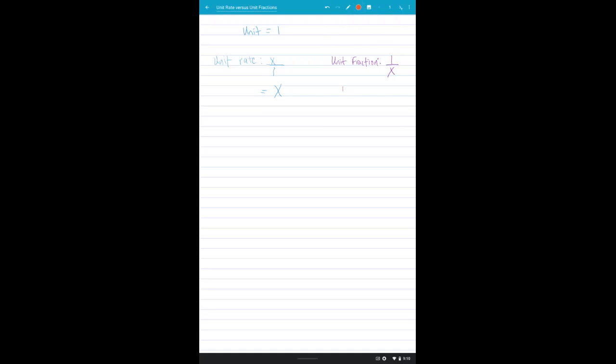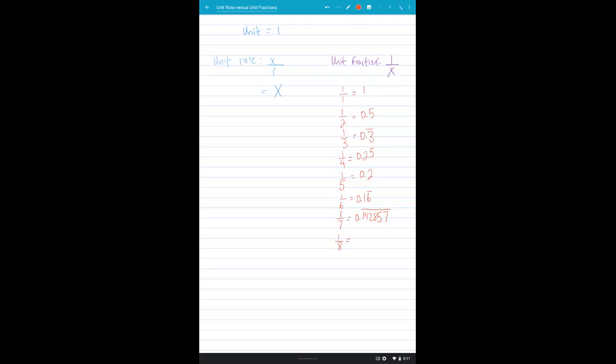Let's say if 1 was on the bottom, 1 over 1, that's 1. 1 over 2, that's 0.5. 1 over 3, that's 0.3 with the 3 repeating. 1 over 4, that's 0.25. 1 over 5, that's 0.2. 1 over 6, that is 0.1 with the 6 repeating. 1 over 7 is 0.142857, all of that repeating.